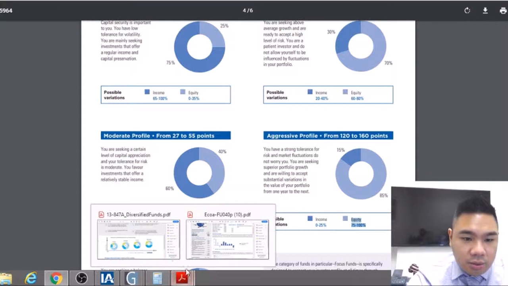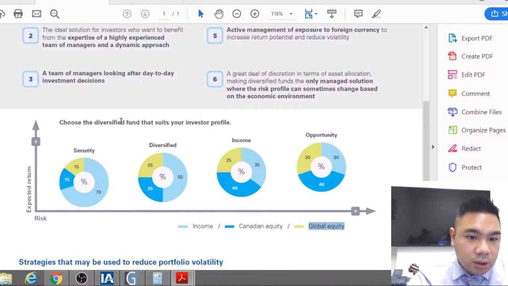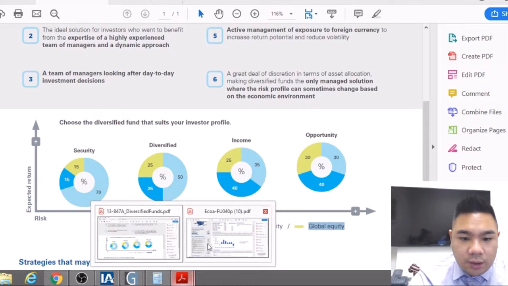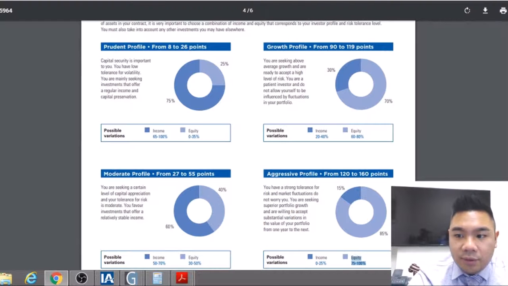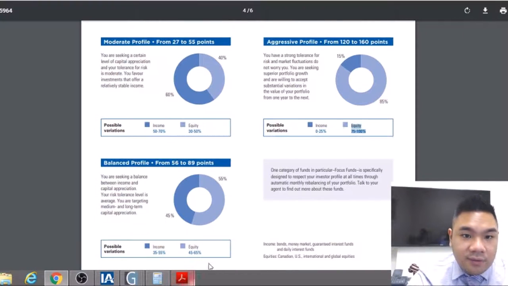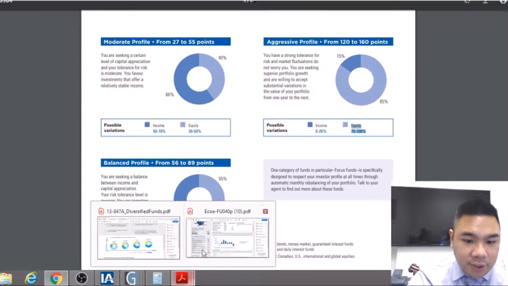So I also wanted to show you guys different types of investment styles. If you're more into security, it would go into this. The legend is here. If you're more into this, diversified income investor, opportunity investor. So it really depends on the strategy of the advisor, and also on the fund as well, and also, obviously, on the investor profile.